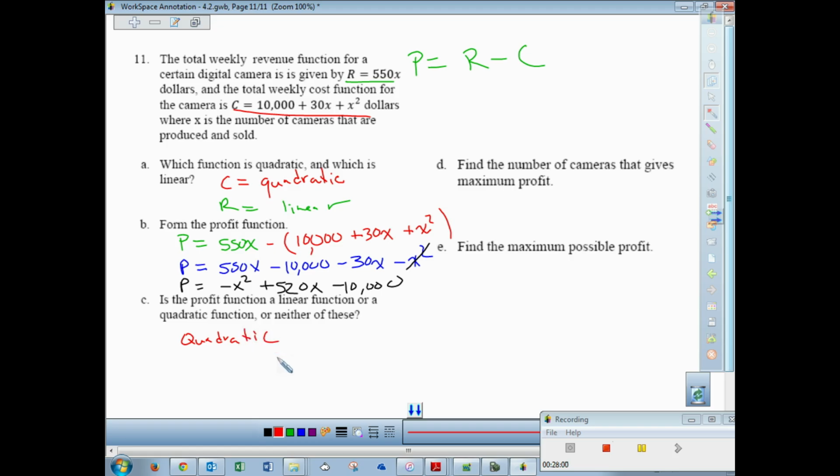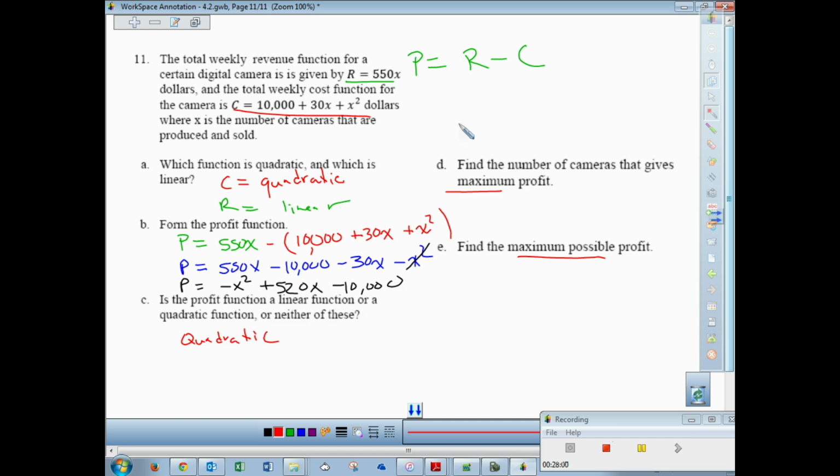And now it's time to say, no thanks, graphing calculator. Why waste your time? You will spend 10 minutes trying to find the vertex of this parabola using your graphing calculator. Is this in standard form? Yes or no? When they want the maximum profit and the maximum possible profit and all that stuff, right? How many cameras? What's the maximum? That's the vertex of this parabola.